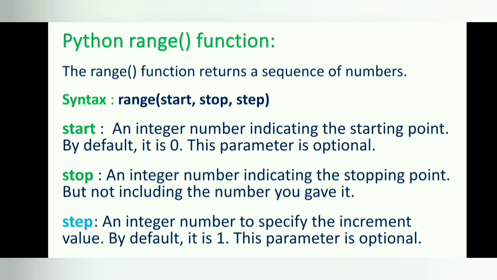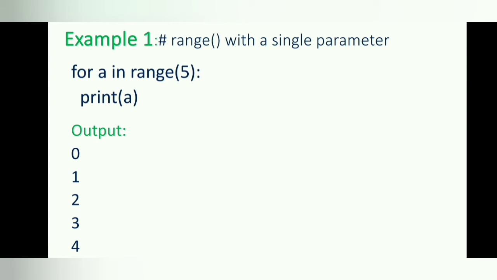Step: an integer number to specify the increment value. By default it is 1. This parameter is optional. Example 1. Range function with a single parameter. for a in range(5): print(a).